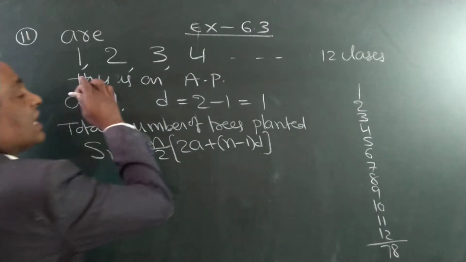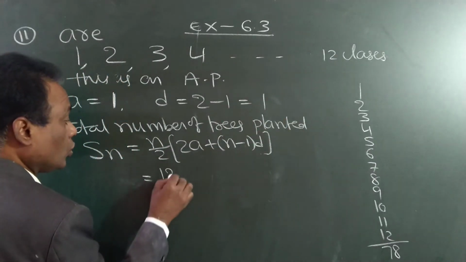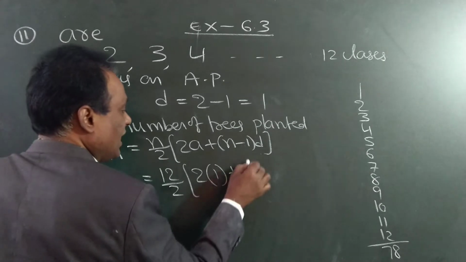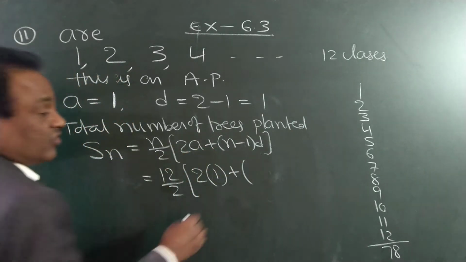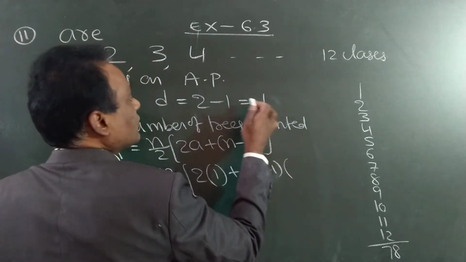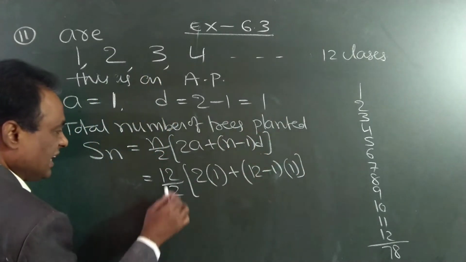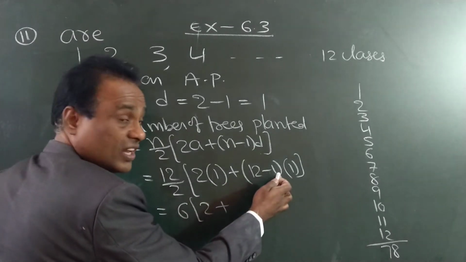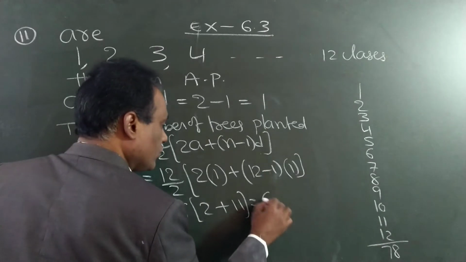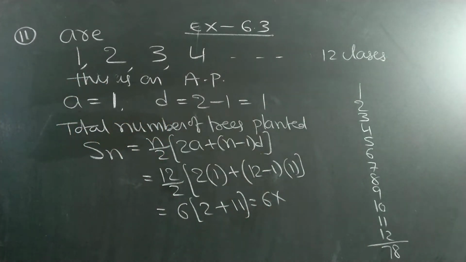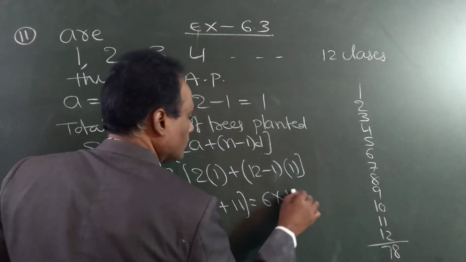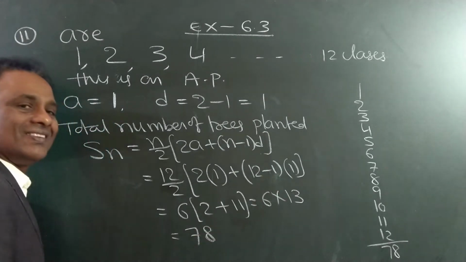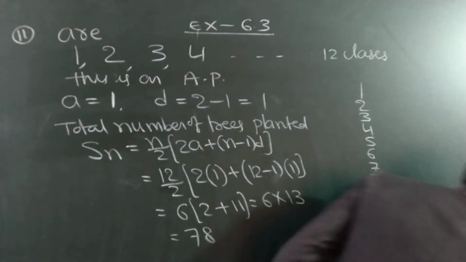N is how many classes are there? 12 classes. 12 by 2 into 2a, a is the first term, plus n minus 1, n is 12 classes, so 12 minus 1, into the difference, which is also 1. 12 by 2 is 6. 2 into 1, 2. 12 minus 1, 11. 11 into 1, 11. So 6 into 13. 6 times 13 is 78 trees. How many trees will they plant? 78 trees.